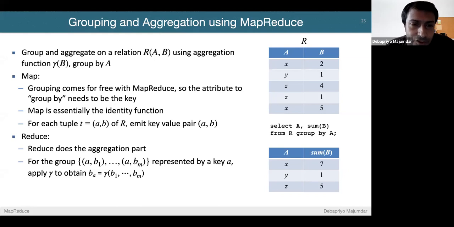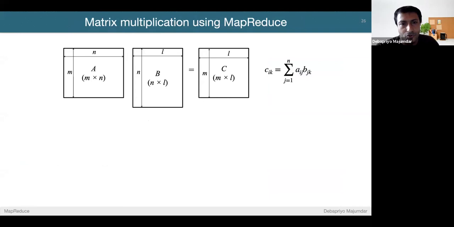Now, having done all this, especially join and grouping and aggregation, now we will move on to the more interesting problem of matrix multiplication using MapReduce. I hope you understood the concept of join and grouping and aggregation using MapReduce so far. So we have done matrix vector multiplication before. Now we are going to do matrix multiplication.